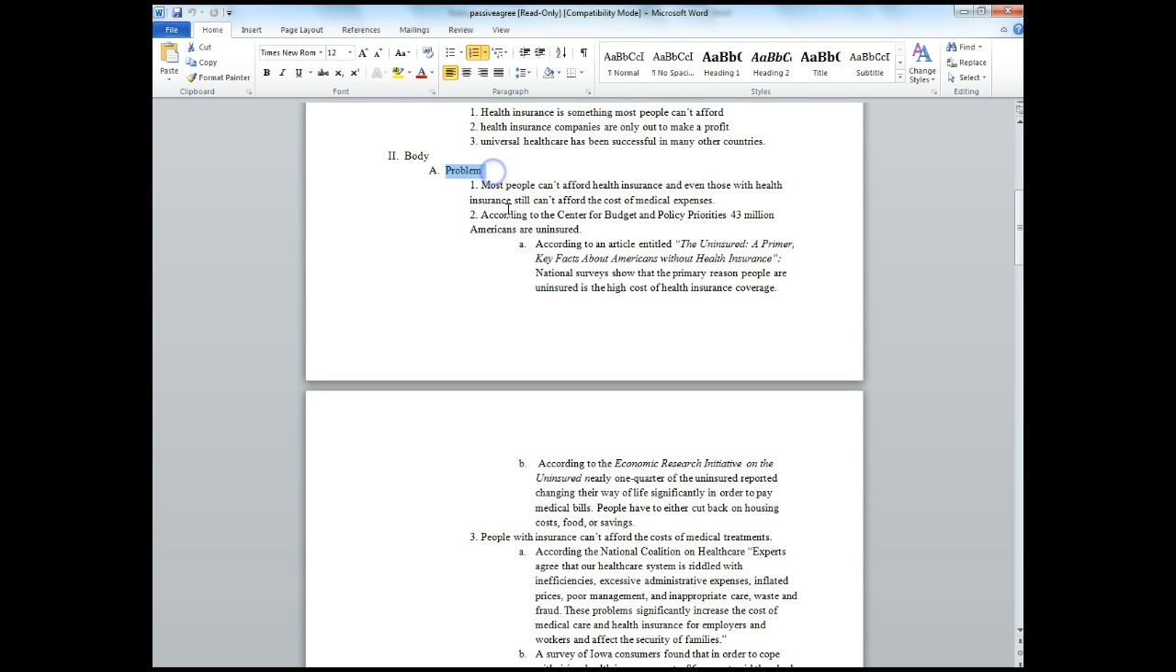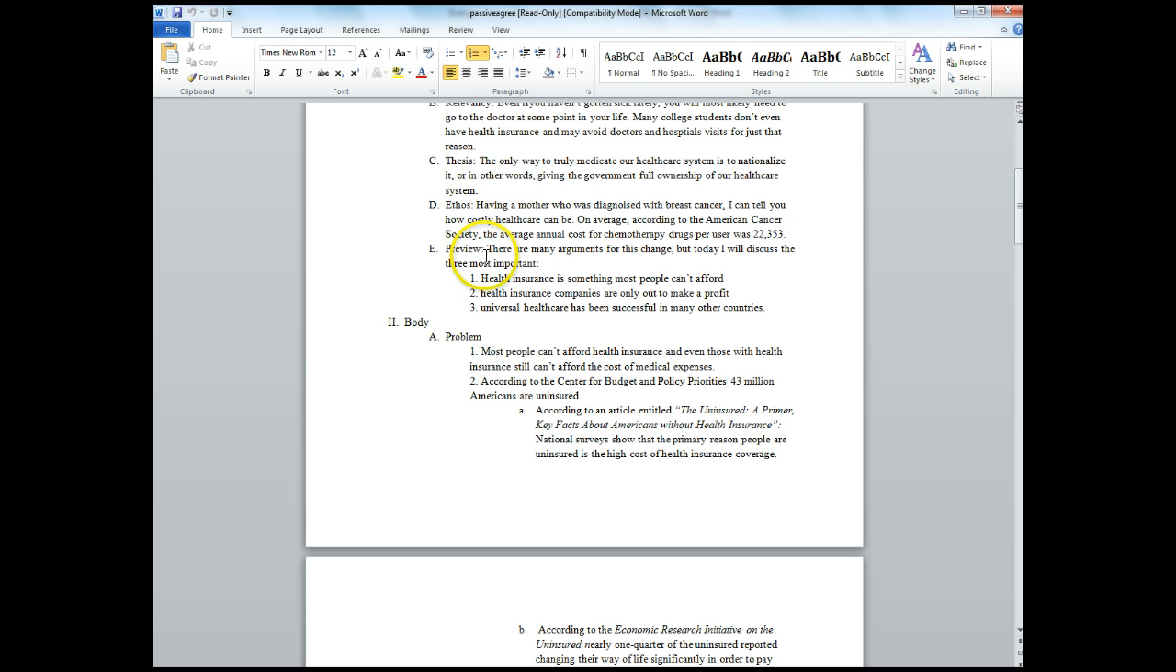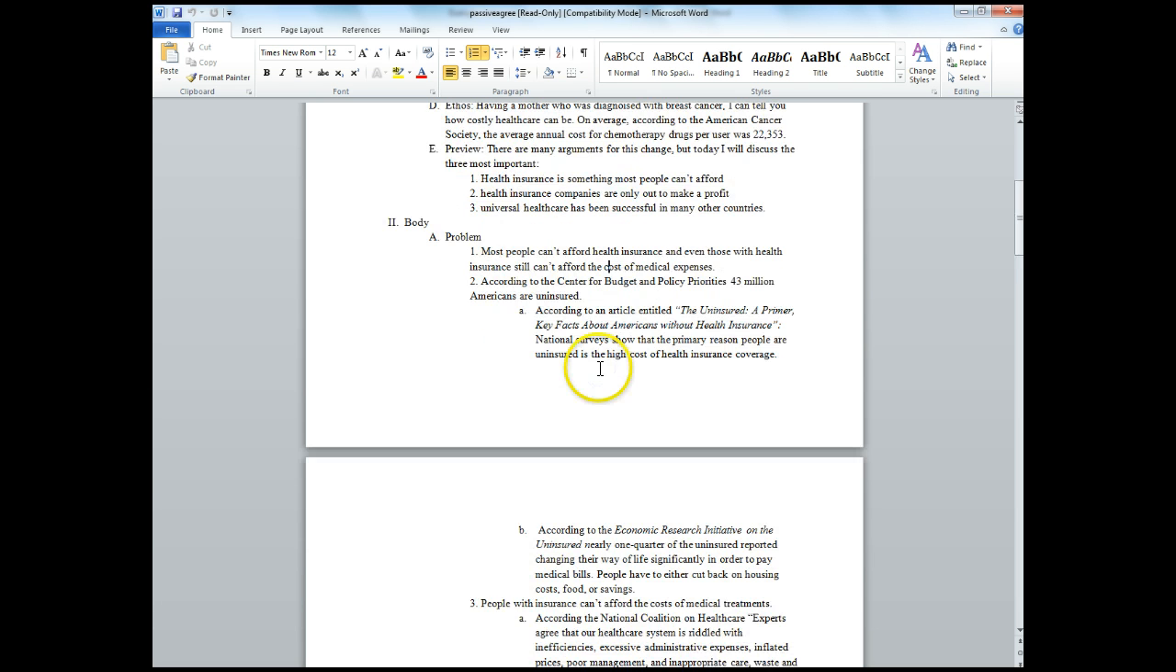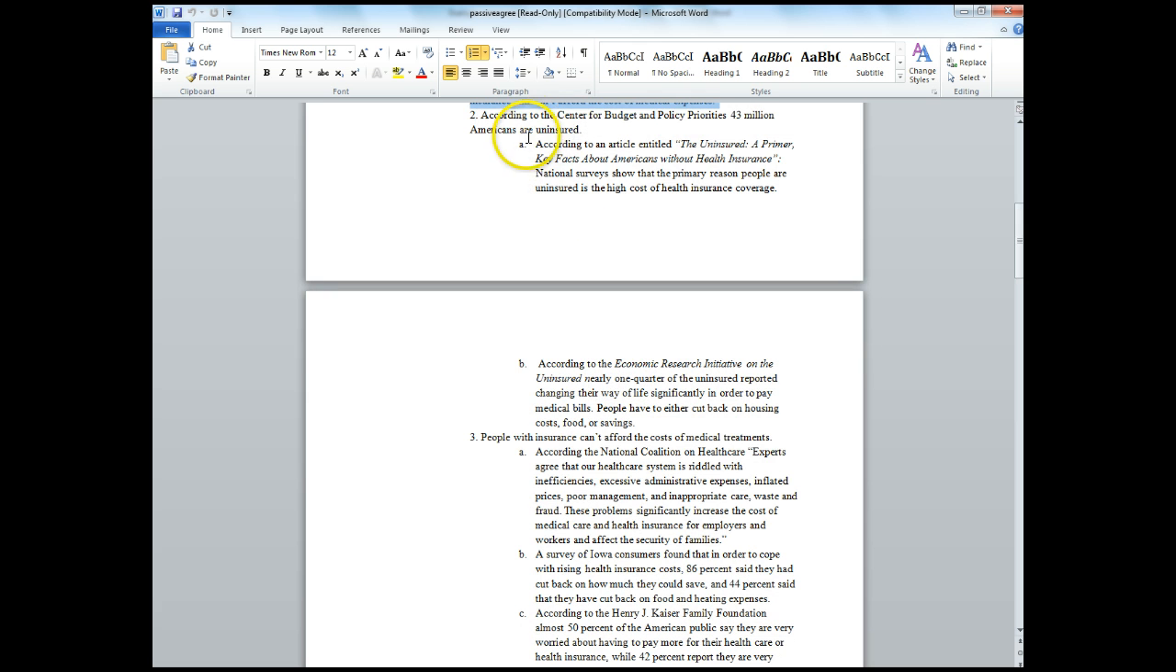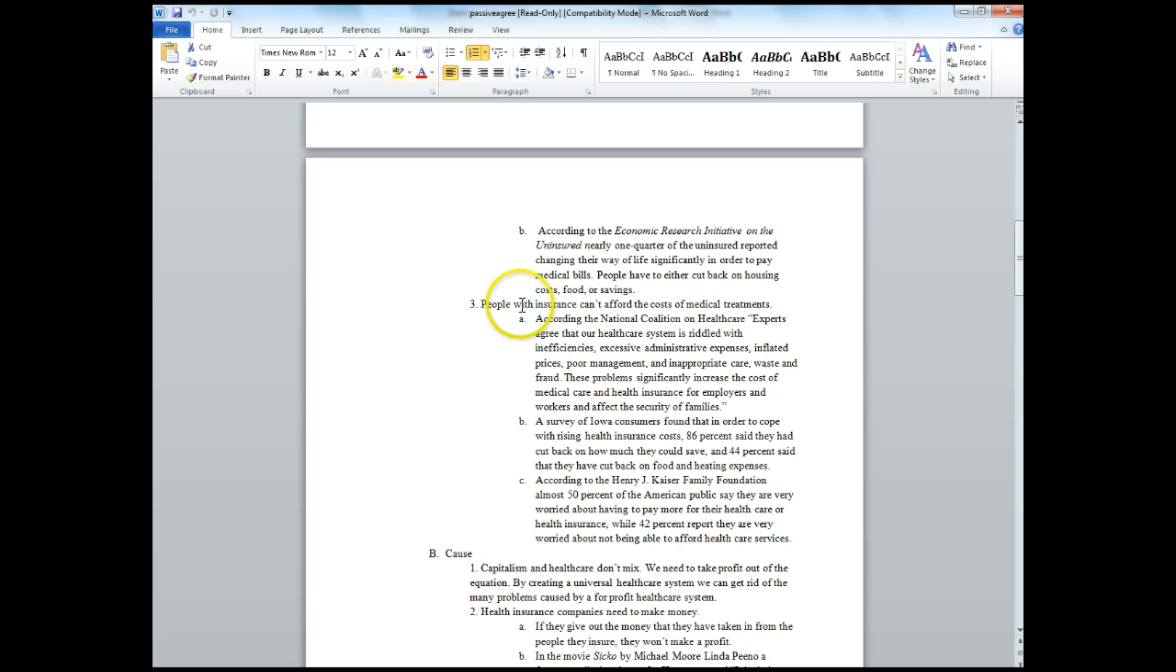So, the first one, problem. So, once again, this is the same topic I just showed you. This is talking about a national healthcare system. So, first, she starts by saying most people can't afford health insurance, right? So, then they're proving that people either can't afford it or are uninsured. People with insurance can't afford the cost. Once again, evidence proving that.